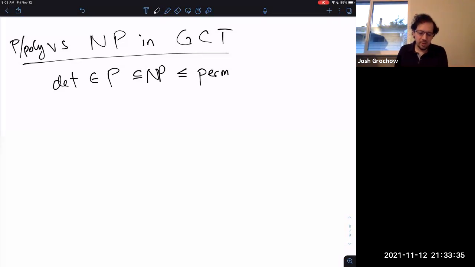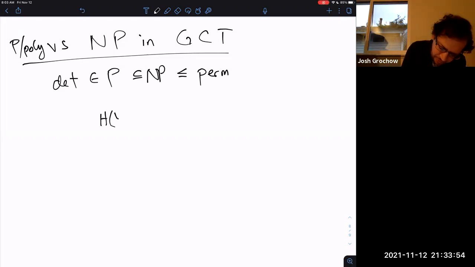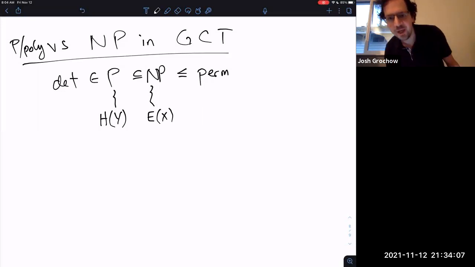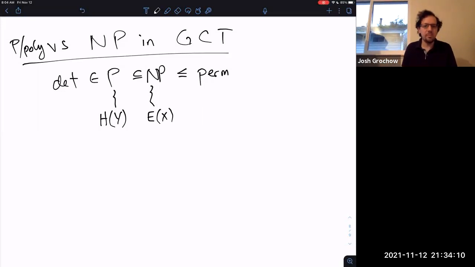Instead, in GCT1, they propose two different polynomials to look at, which are much closer to P versus NP. And then we'll talk about how we get to actual P versus NP. I'll stick with their notation. There's a polynomial H, which is P complete. And then there's a polynomial E. It's not known to be NP complete, but there are good reasons to think that it's hard. So it's in NP and we think it's not in P.